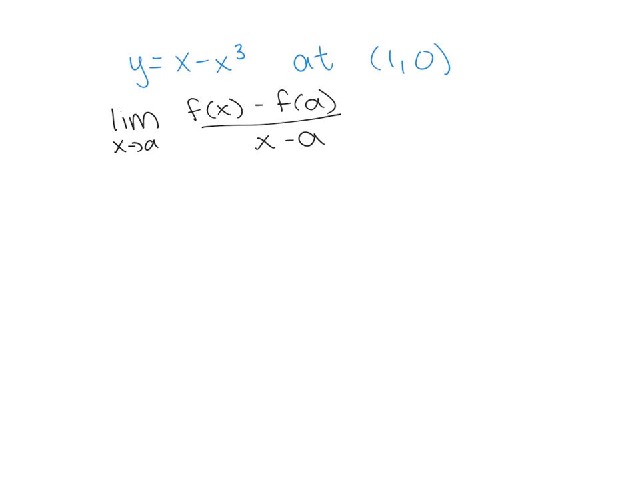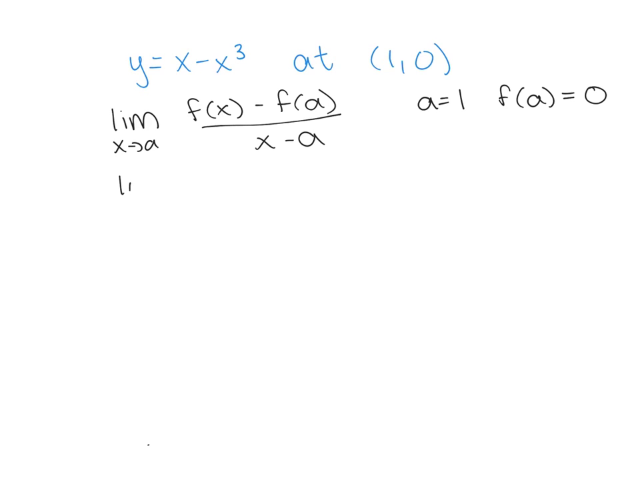So now, can you guys tell me, if we're given the point (1, 0), what does that tell me in the formula? Which values? f of a and a. So what does a equal? 1. And what does f of a equal? 0. So we can fill in these values.